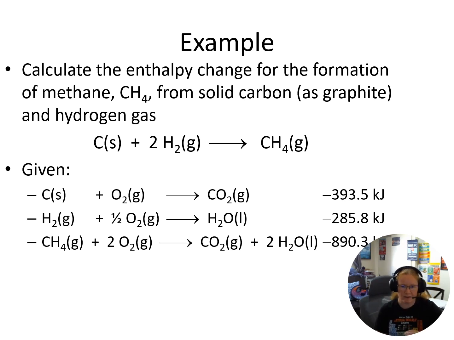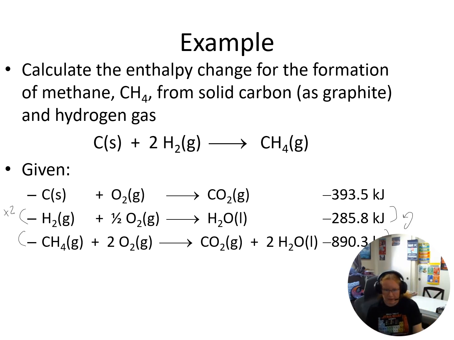Now, in my next one, I've got some hydrogen gas. In my target equation, I do have hydrogen gas. However, I need 2 hydrogen gases. So what I'm going to do to this entire thing is I'm going to multiply it by 2. Okay? Now, in my target equation, I need methane as a product. In my third reaction, I have methane as a reactant. So what I'm going to need to do here is I'm going to need to flip it around. Okay? All right, so let's see how that looks.